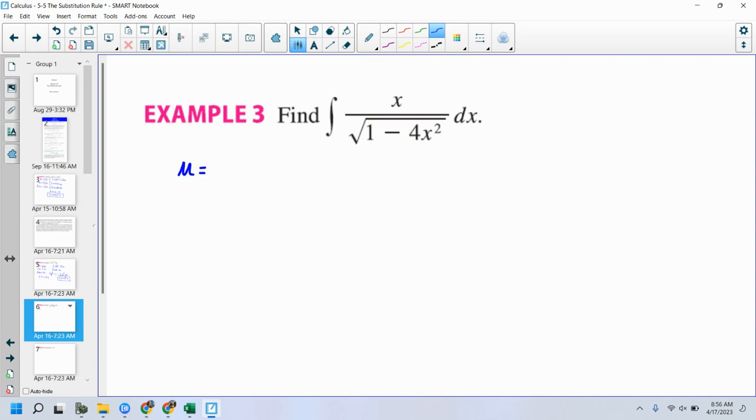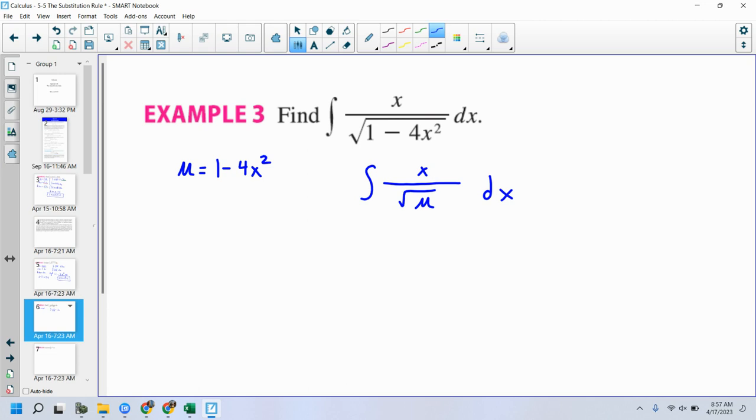Let's first start off by saying, what's our u going to be in this case? 1 minus 4x squared, right? I think it's pretty easy to see. 1 minus 4x squared is going to be my u. For example, I already have this x over square root of u dx. I need all the x's to get out of there, right? The substitution rule needs all the x's to go away.